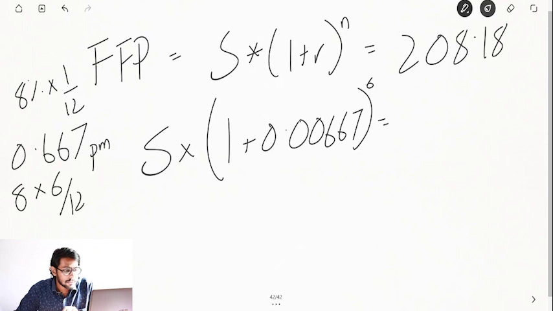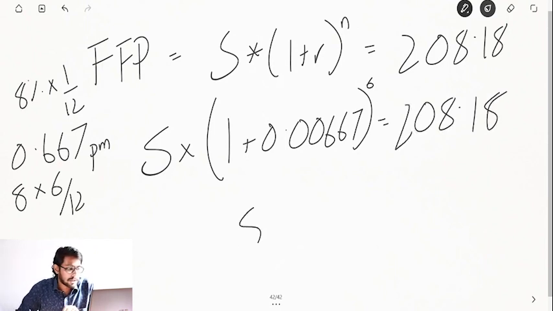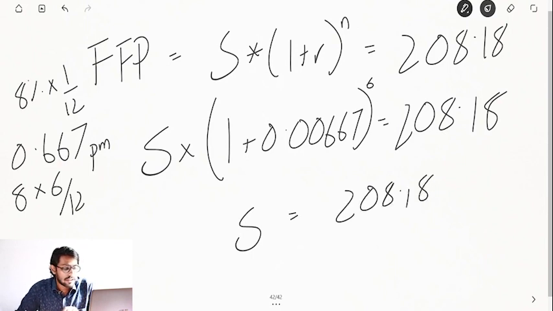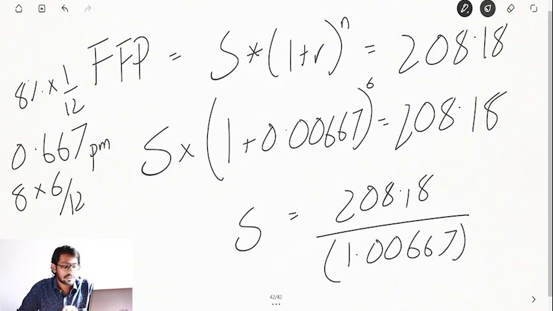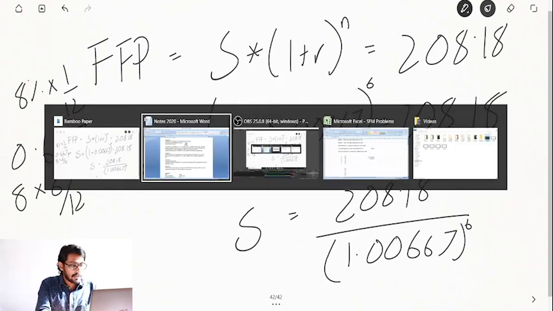Okay, this is equal to 208.18, or spot price is equal to 208.18 divided by 1.00667 raised to 6. Let's take that out very quickly on Excel.